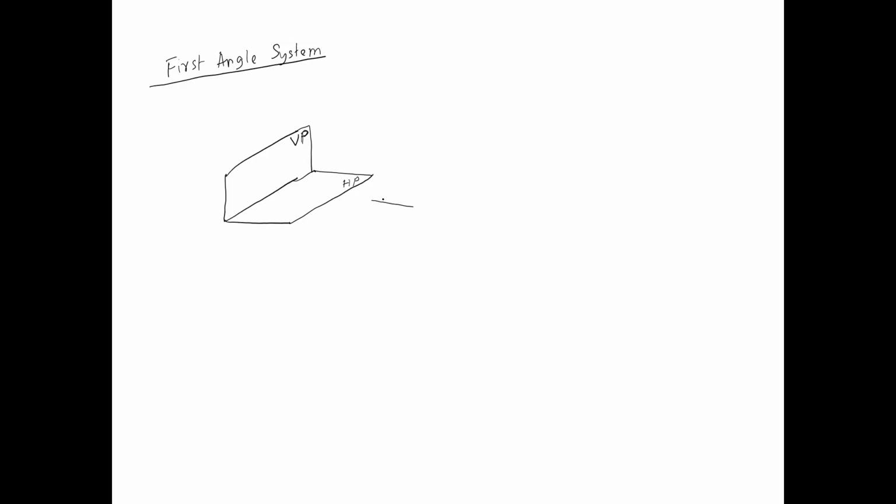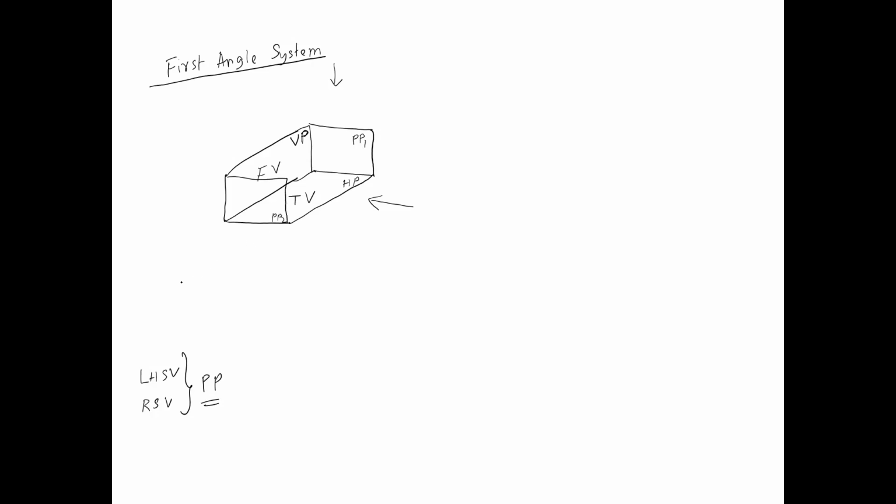So when you are looking at the object from the front, you are looking along the direction of this arrow, and you will get the front view of the object on the vertical plane. When you are looking at the object from the top, you are looking along the direction of this arrow. So you will get the top view of the object on the horizontal plane. Now, other than front view and top view, we have left-hand side view and right-hand side view. So both these views will be projected on planes which are called profile planes. So one profile plane can be drawn here. Let me call this PP1. Another profile plane can be drawn here. Let me call this PP2.